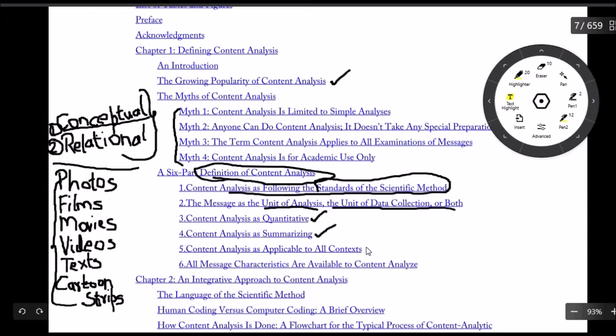Now content analysis, that answer comes to you: content analysis as a quantitative technique, content analysis as summarizing, content analysis as applicable to all kinds of contexts. Now the only question that arises is how you are going to perform or conduct your content analysis on the various things which are available. I'm talking about the data that is available.